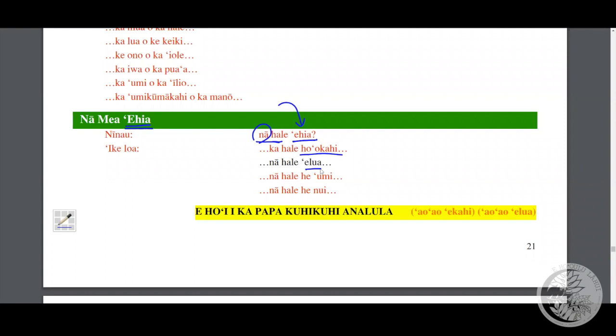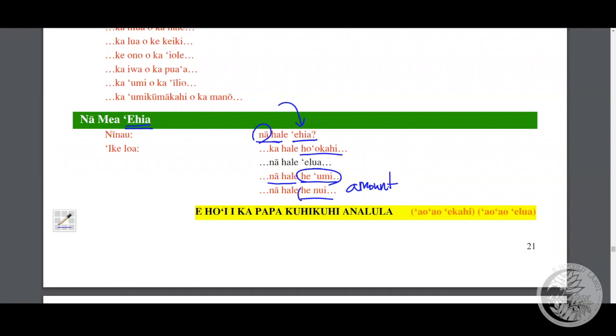As I shared earlier, the word he is used many times to describe the idea of an amount. So when I say nahale he umi, I'm talking about the houses. And what's the amount of those houses? 10. The houses that number an amount of 10, the 10 houses. Now, you could say nahale umi, nahale he umi, both correct. The he makes it clear I'm talking about an amount.